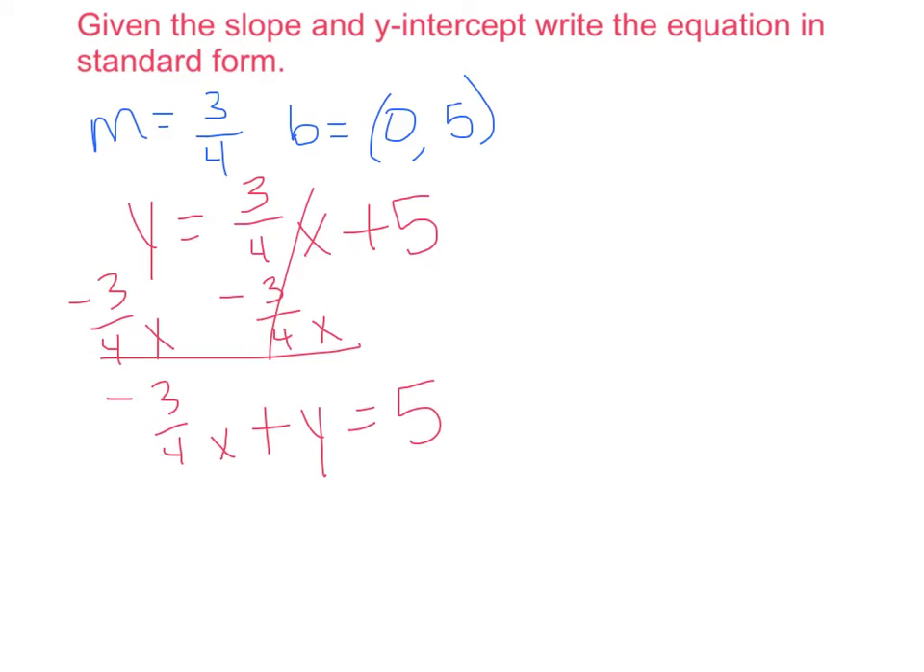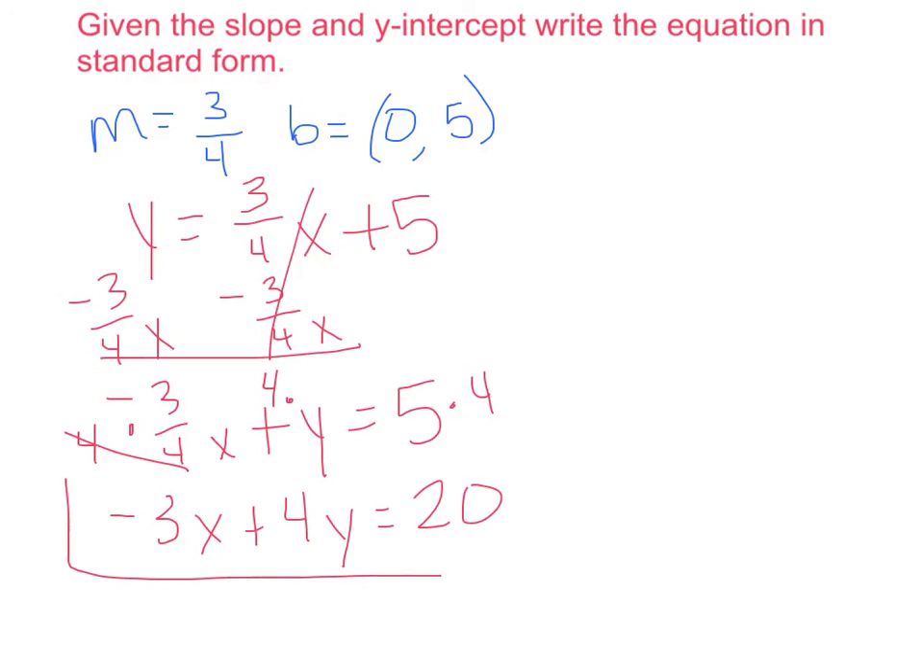X and y are now on the same side, but I got to get rid of the fraction, so I got to times everything by 4. Times it all by 4. So the 4's are gone, so we have negative 3x plus 4 times y is 4y equals 5 times 4 is 20. So now x and y are on the same side, and there are no fractions, so that is standard form.